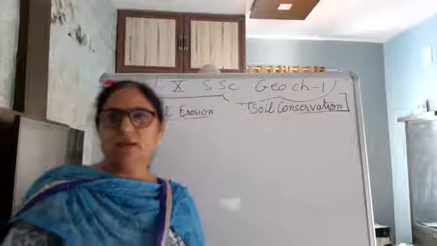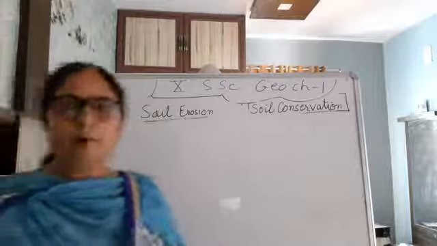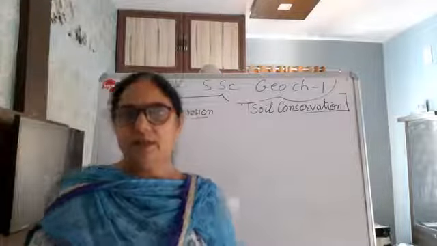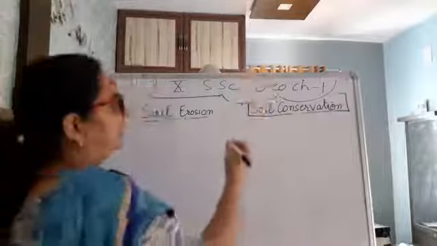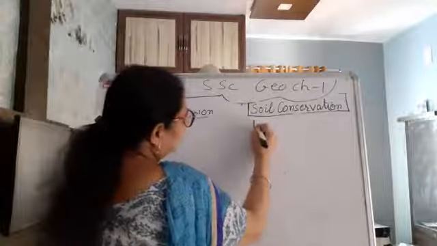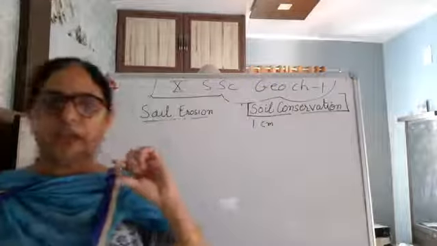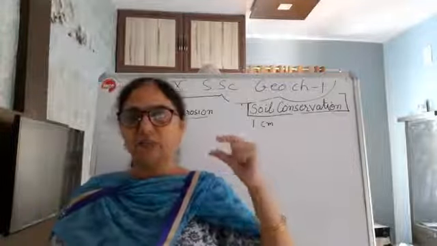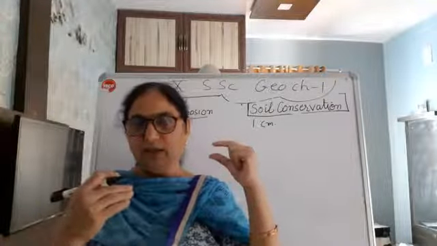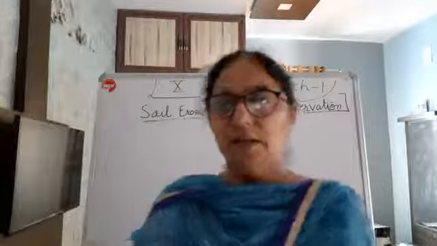The resources are sufficient for our need but not for greed. And here we are talking about conservation of the soil. Very interesting fact, 1 centimeter of soil formation takes 100 to 200 years. One centimeter formation layer of the soil takes 100 to 200 years.